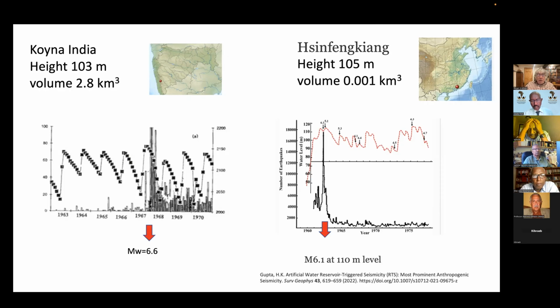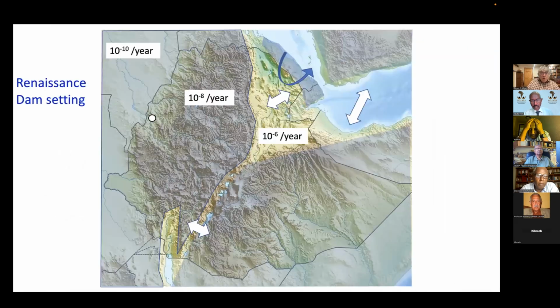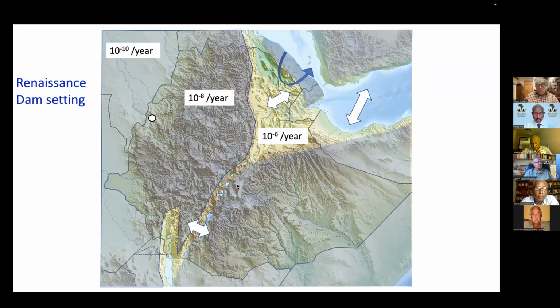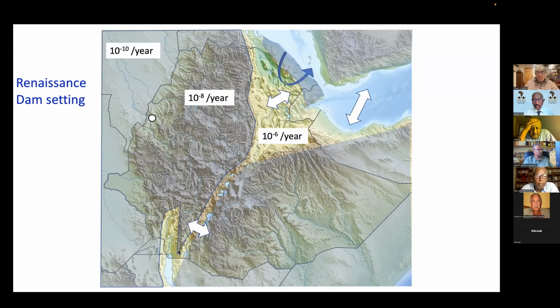So there is no question that reservoirs produce or induce earthquakes. And so the question is, will that occur in the Renaissance Dam area? So I'm just showing you this picture just to give the setting of the dam and its reservoir here on the Blue Nile. Effectively, the strain rates are very high in the rift. They are, in fact, rather small in the flanks of the rift.